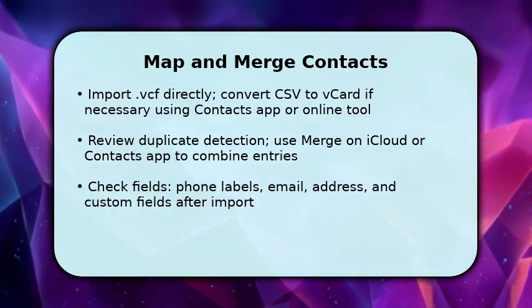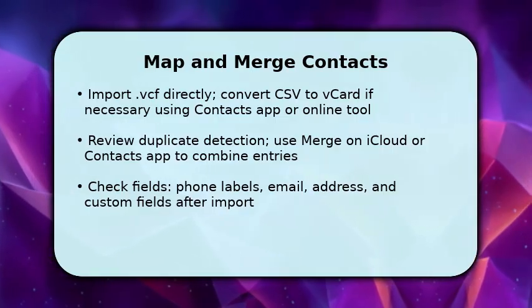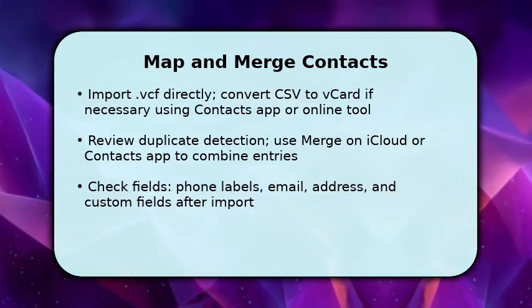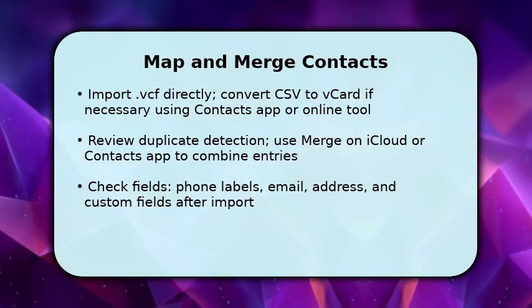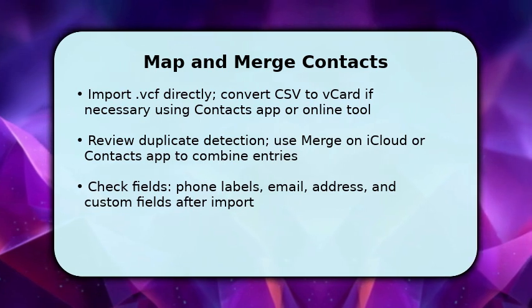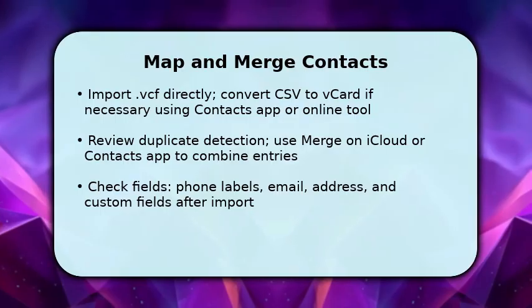Once vCard is in iCloud, iCloud detects duplicates. Use the merge option in Contacts to avoid creating separate entries. Make sure phone labels and email types matched correctly. Mislabeling breaks sorting and groups. If you see missing fields, edit one sample contact to confirm mapping, then apply fixes in bulk where possible.